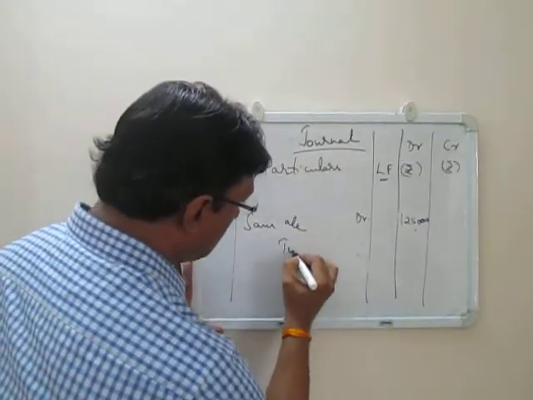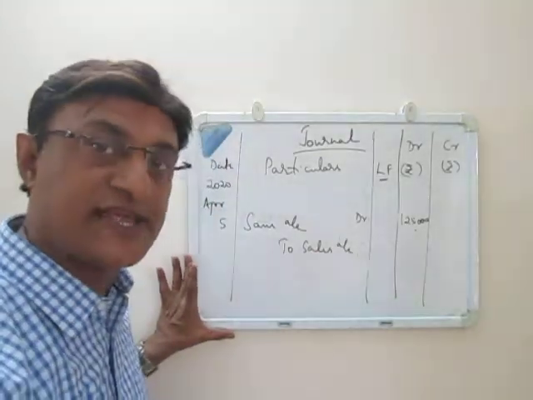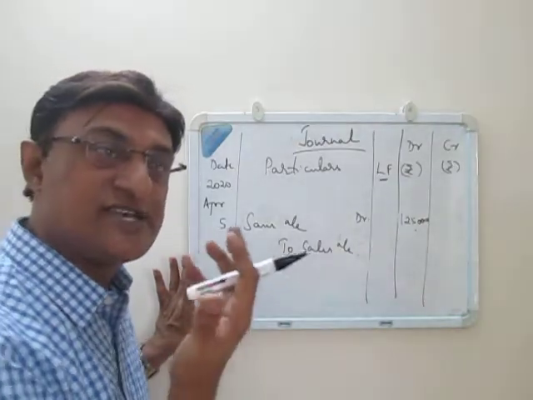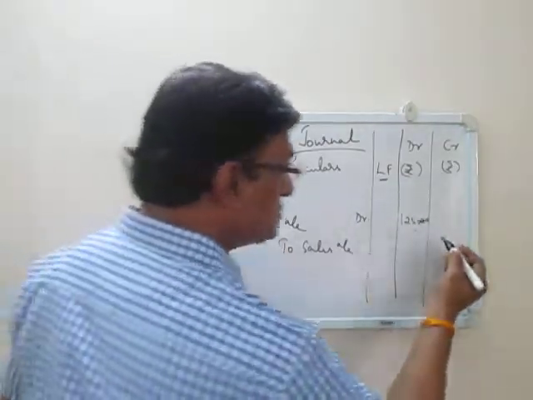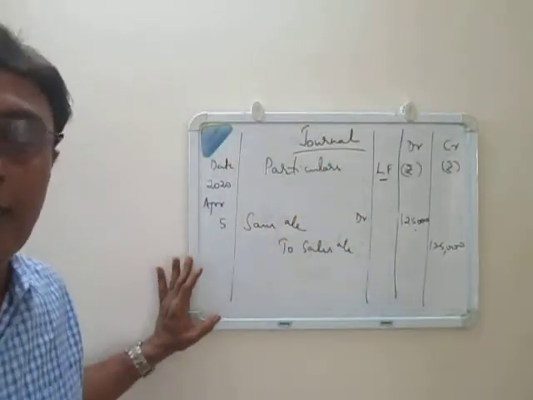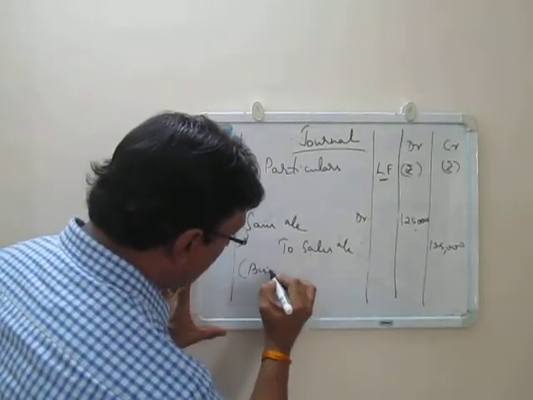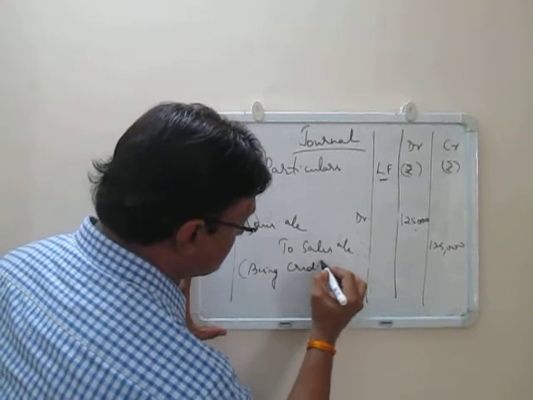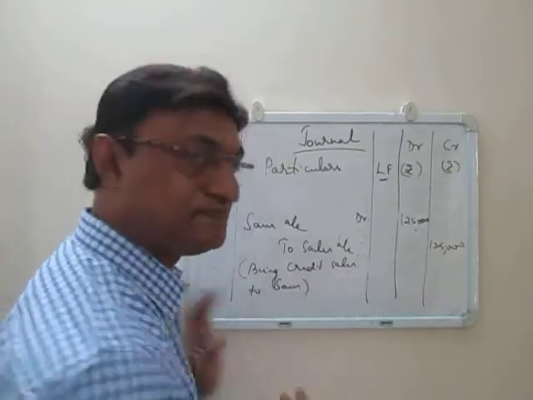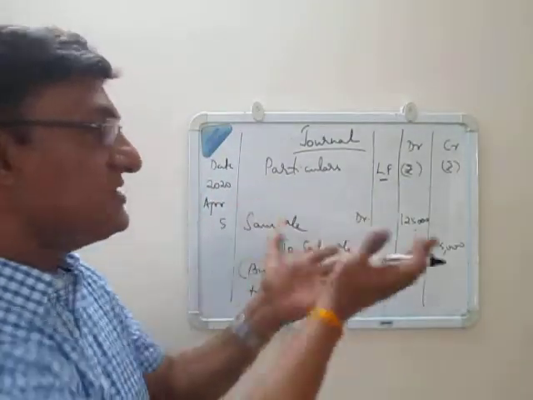To Sales account. Sales account is credited because it's an income. Sam's account is debited because he is the receiver of the benefit. Sales account 1,25,000. And the appropriate narration being credit sales to Sam. So with that, this journal entry comes.